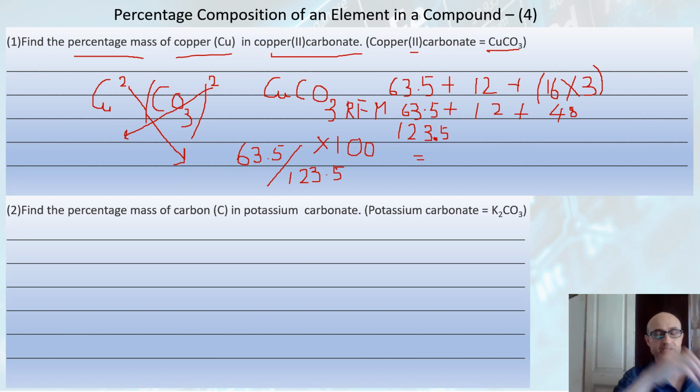But by inspection, I can immediately see that I've got 63.5 as a factor of 123.5. It's just over 50% copper. So copper 2 carbonate is very rich in copper. It's more than 50% copper. And this is the sort of data interpretation that you should be doing each time that you do your quantitative calculations. What does the result actually mean? Does it make sense? What does it tell me about the compound? What does it tell me about elements in the compound?